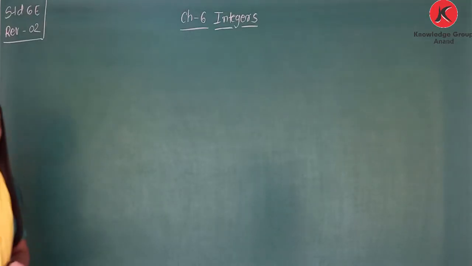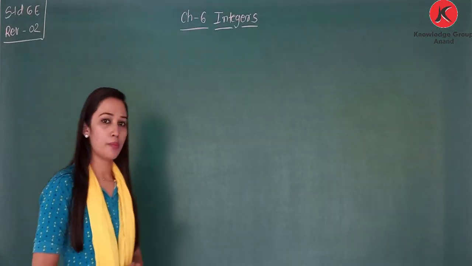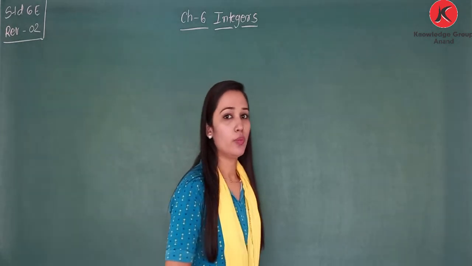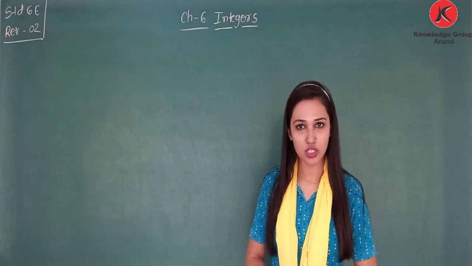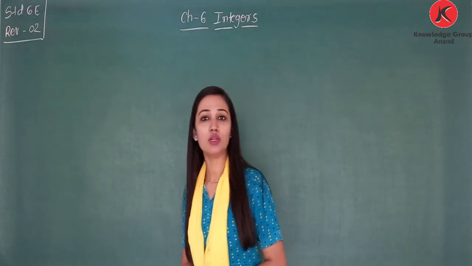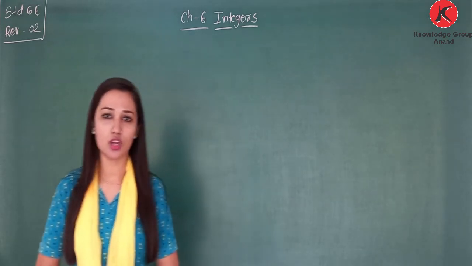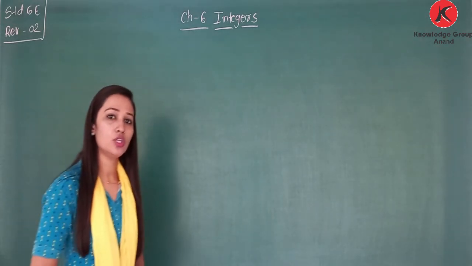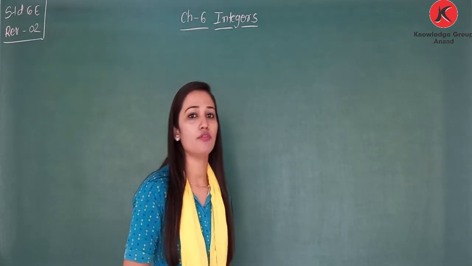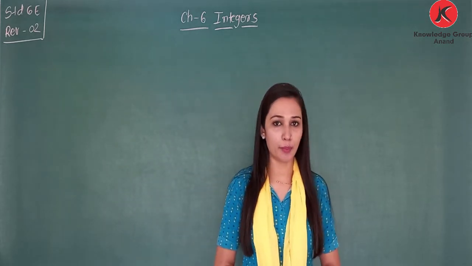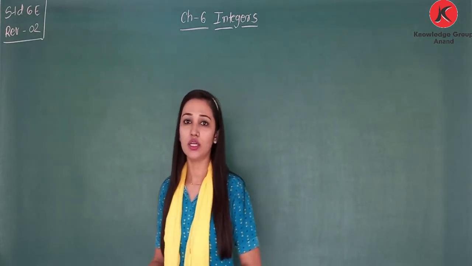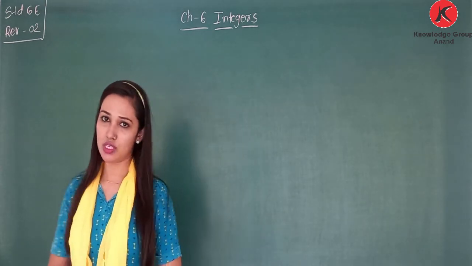Good morning friends. Previously in the revision of chapter number 6, Integers, we learned how to represent integers on a number line. Then we learned how to perform the comparison of integers. In that you need to remember that whatever number is on the left side of the number line is smaller, and on the right side numbers are increasing.